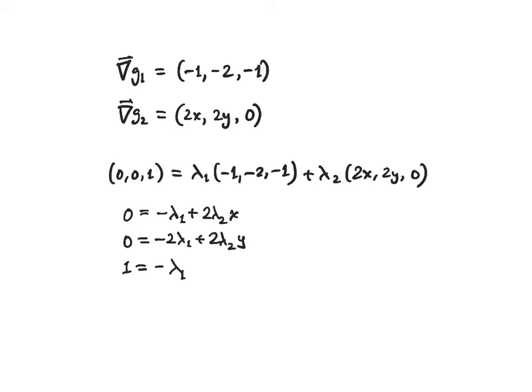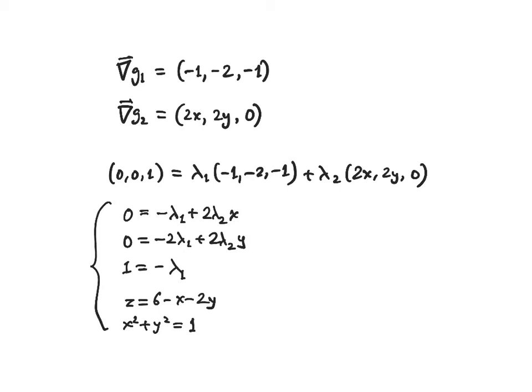Well, okay, let me write them in the correct order. First one was that, and the second one is this. So we're basically looking to solve this system. Notice that that's a system of 5 equations in 5 unknowns. The 5 unknowns are x, y, z, lambda 1, and lambda 2.